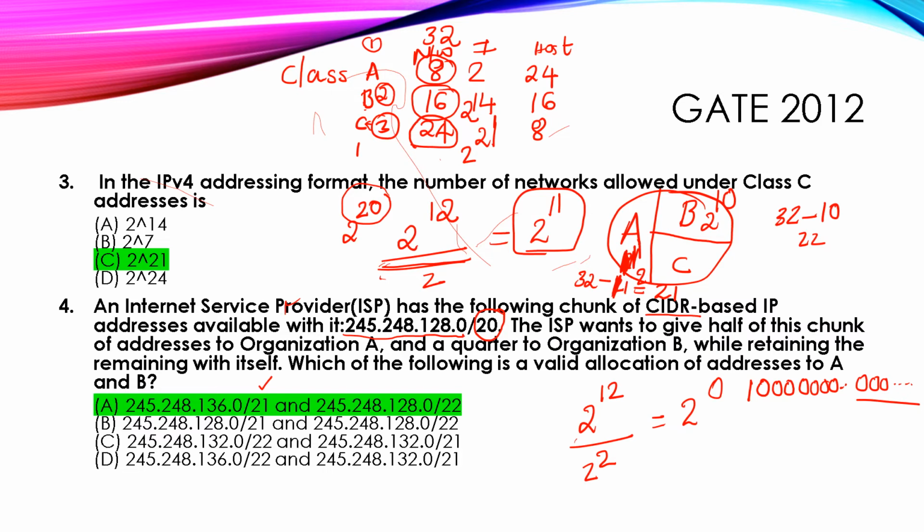So this is 8 plus 3. These many bits are used for the host address. Out of this 11, we have to take 1 bit to identify the subnetwork. This bit can be either 0 or 1. In these options, this is for organization A. 1 bit will be taken for the subnetwork, and for organization B, 2 bits will be taken for the subnet.